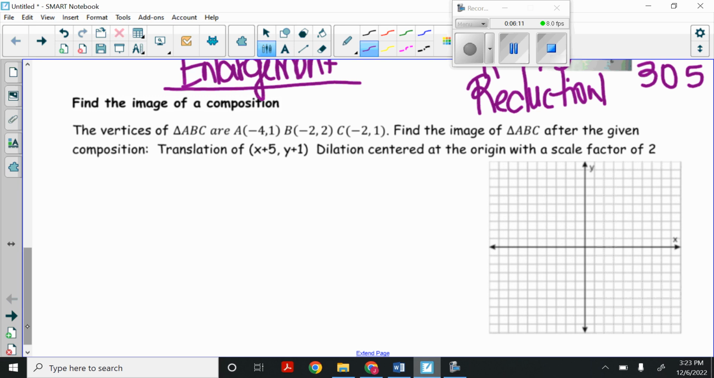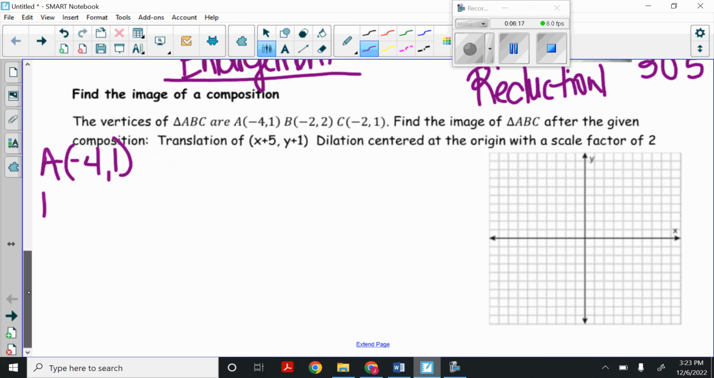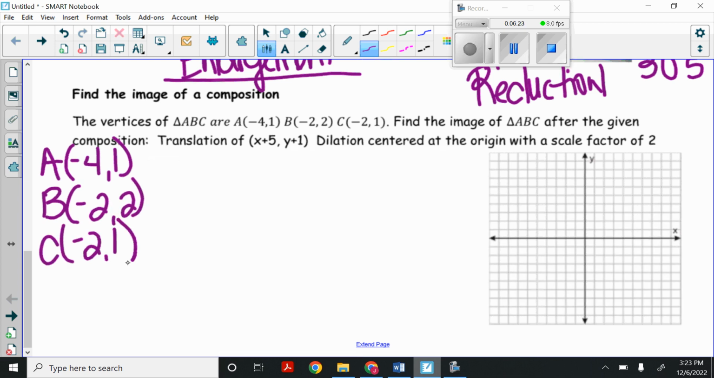Okay, so I'm just going to write down my A, B, and C again over here. A is at (-4, 1). B is at (-2, 2). And C is at (-2, 1). So we're going to do a translation of x plus 5 and y plus 1. And that's going to give me A prime, B prime, and C prime.